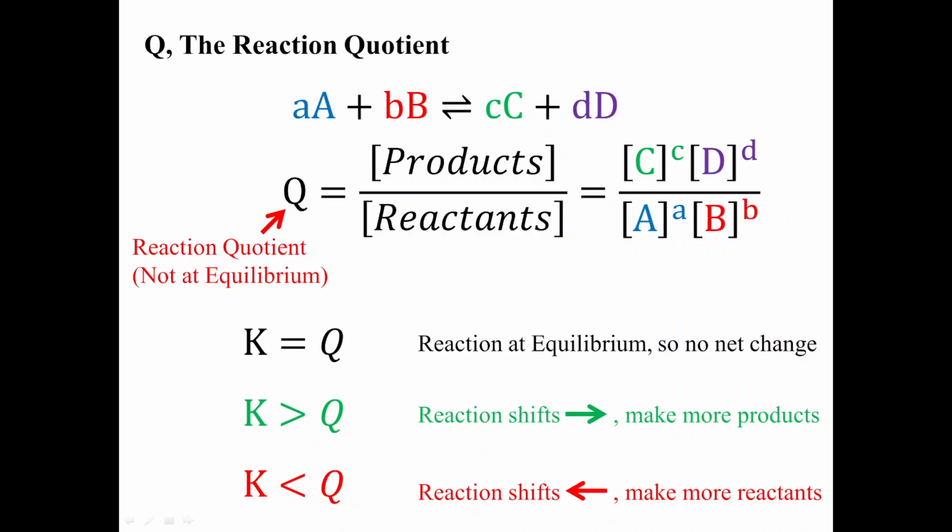So as long as you always write this as K then Q, so do it alphabetically, one trick you can use is whichever way the sign is pointing. It kind of looks like an arrow. That is the direction you'll be shifting the reaction. All right, so if K is greater than Q, it's going to shift to the right. If K is less than Q, it's going to shift to the left.